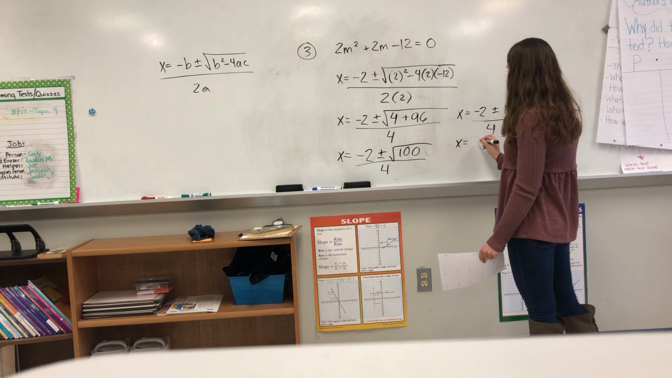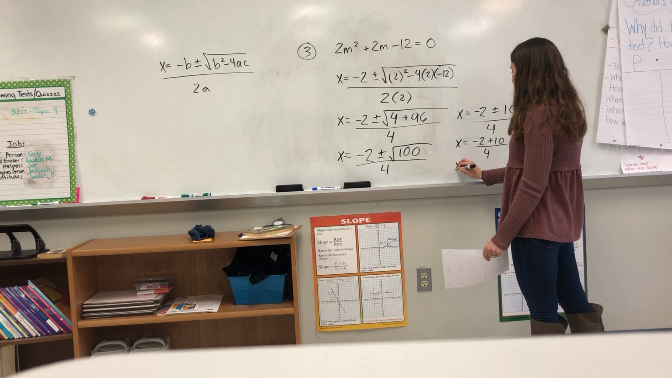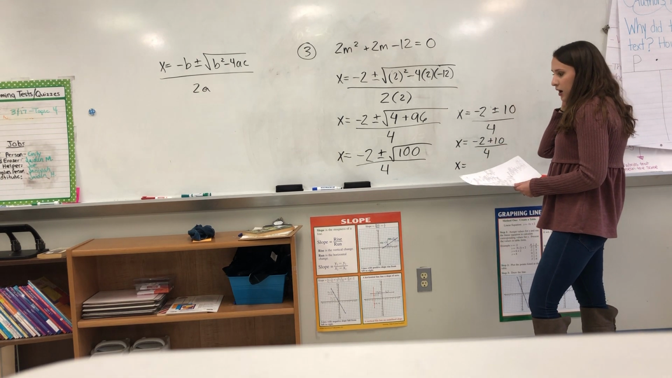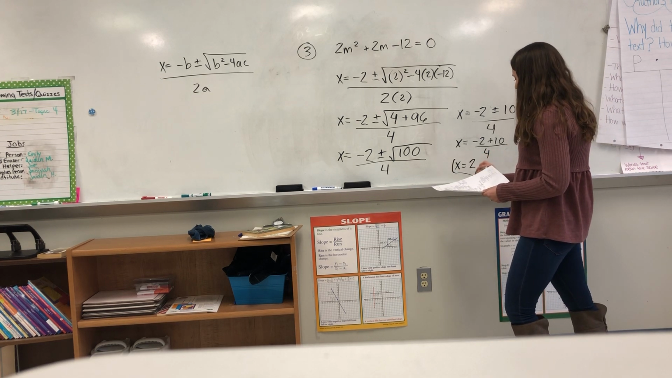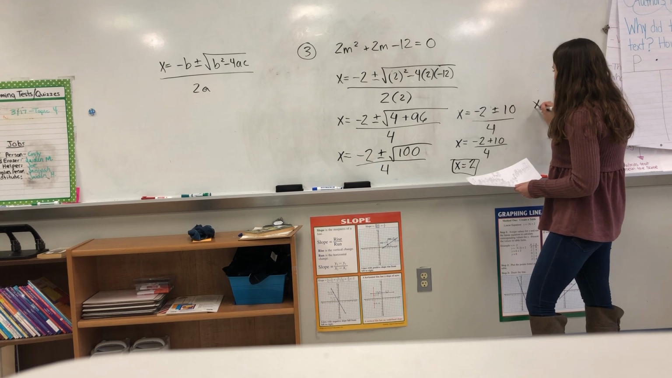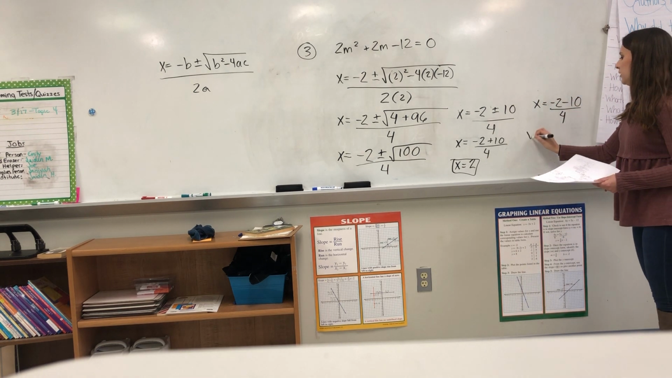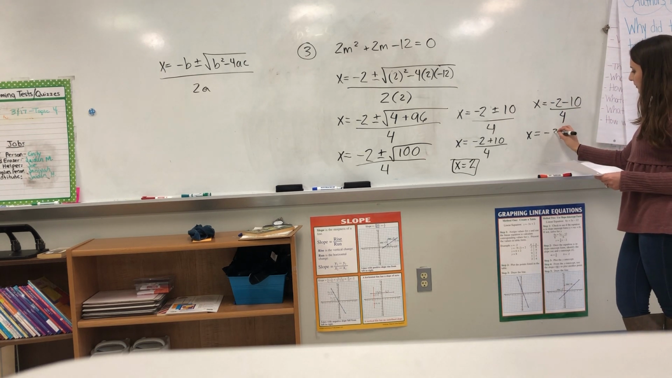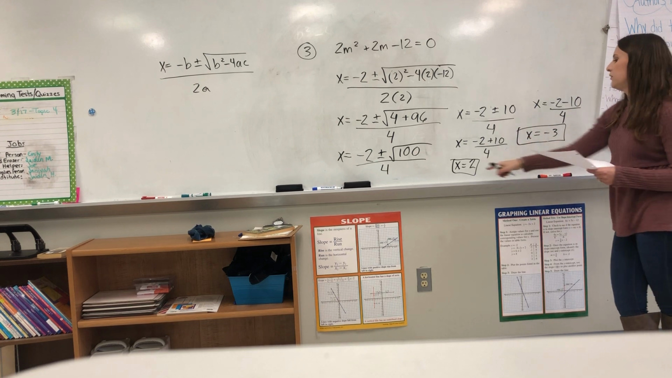x equals negative 2 plus 10 over 4. So negative 2 plus 10 is positive 8 divided by 4 is 2. And then your other solution is x equals negative 2 minus 10 over 4. So that's negative 12 divided by 4, which is negative 3. So your two solutions are x equals 2 and x equals negative 3.